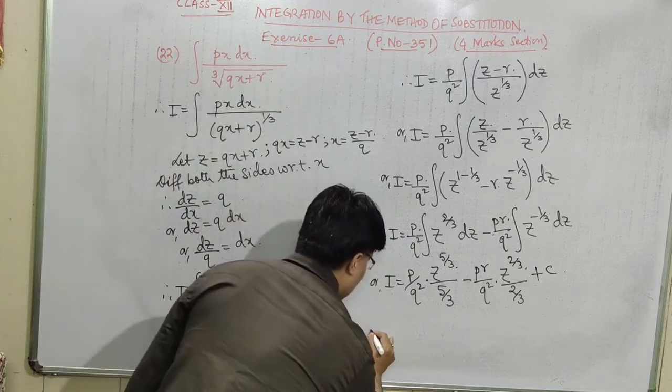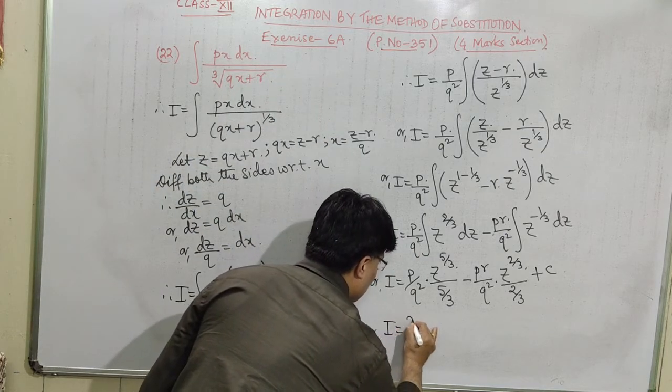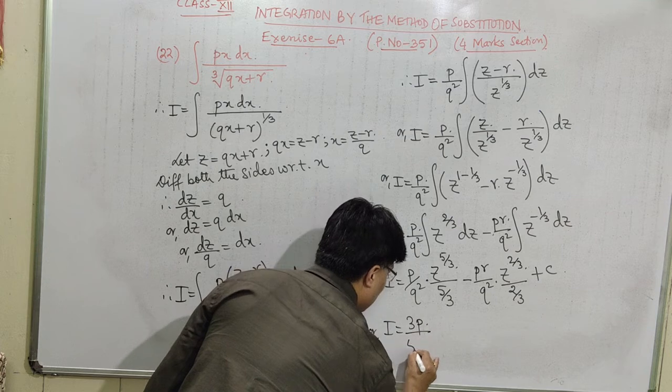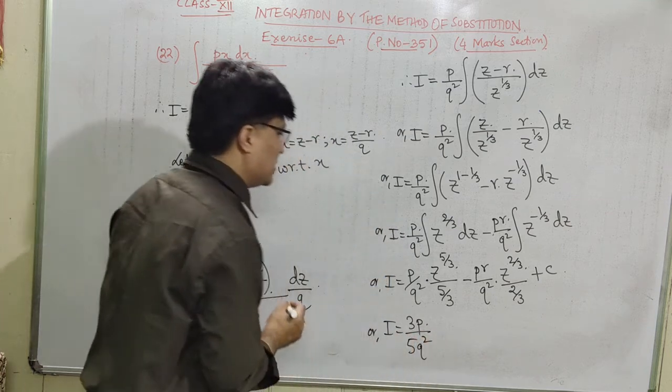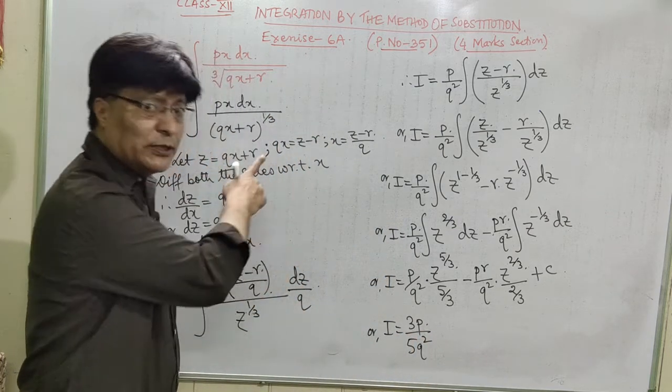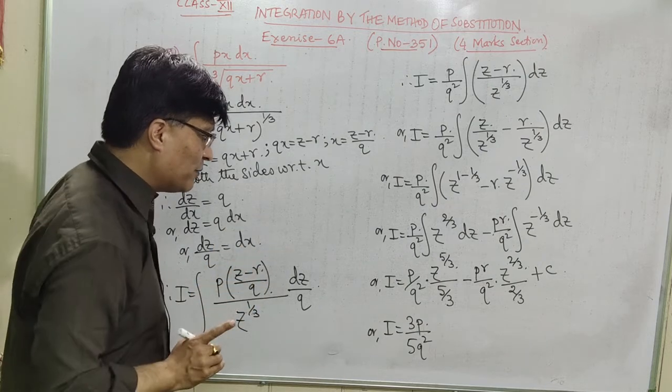So the final answer now is I is equal to 3p divided by 5q square, because 5 by 3, when it goes up in the numerator, becomes 3p divided by 5q square.